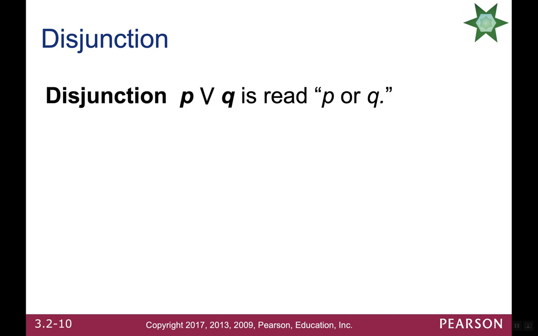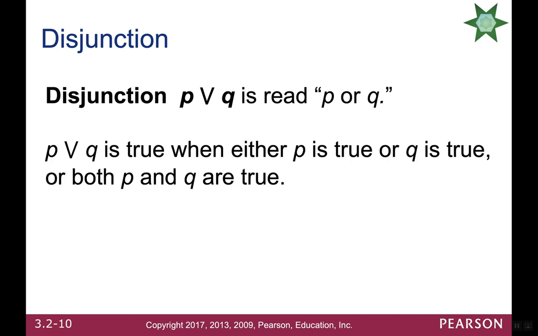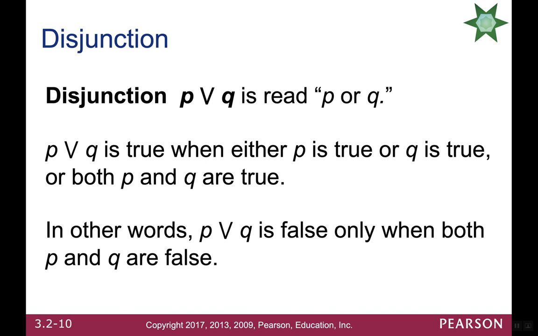Disjunction, P or Q, is read "P or Q," and P or Q is true when either P is true or Q is true, or both P and Q are true. But if they are both false, then it is false. So that's the statement that I made here.